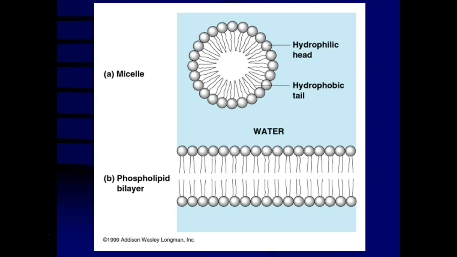Now, if we have a lot of phospholipids, then it will form a thing called a bilayer. Bi just means two layers. And as you can see, we have water on both sides. The hydrophilic heads point out toward the water, and the hydrophobic tails point inward. That phospholipid bilayer is found everywhere.